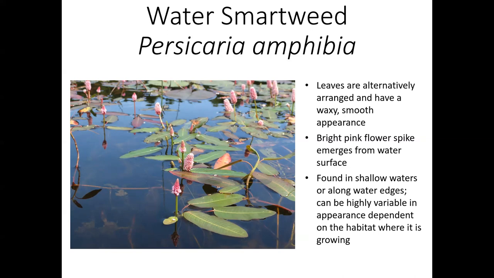The leaves are alternately arranged, and unlike a lot of our aquatics that have these very transparent leaves, the leaves have a very waxy and sort of smooth appearance. They look much more like a terrestrial plant. The other identifying characteristic of the species is that it has a very bright pink flower that sticks out of the water column. And again, the species does not tend to grow very deep out in lakes. It can actually even grow up on shore if need be.